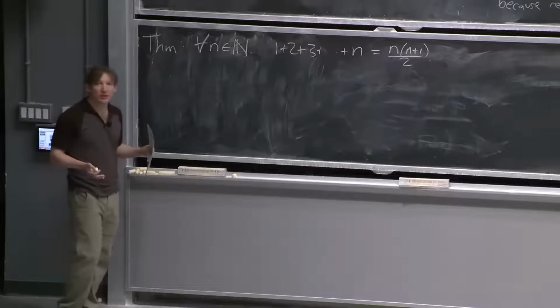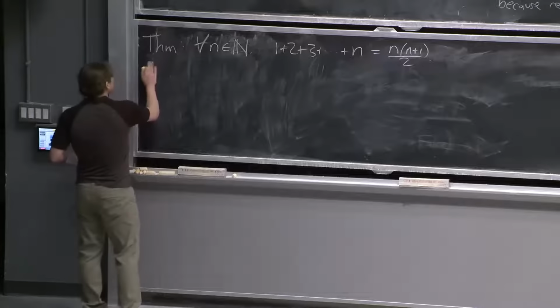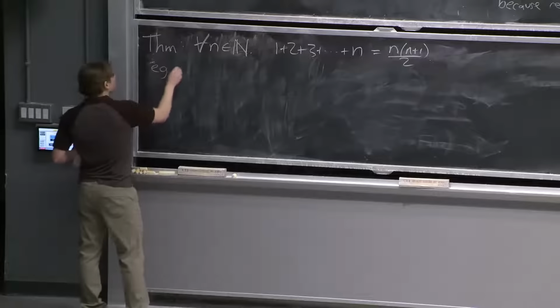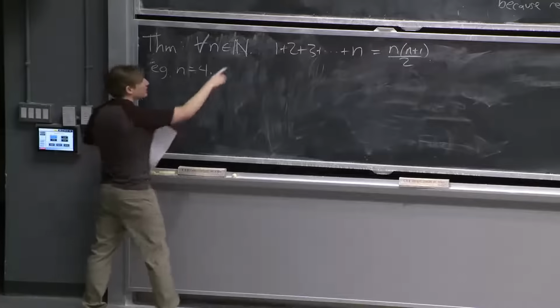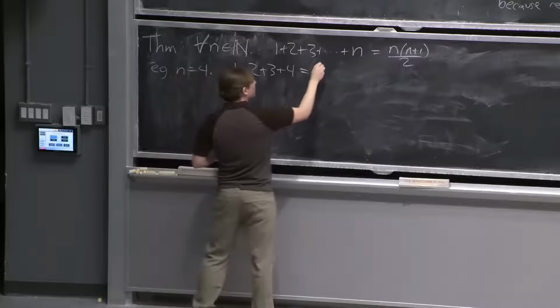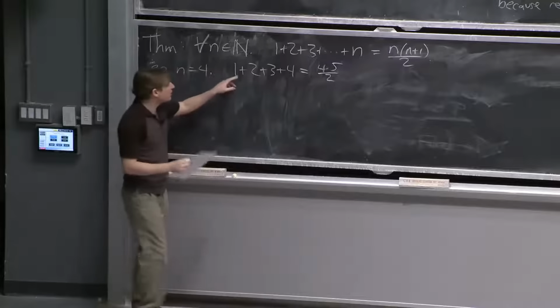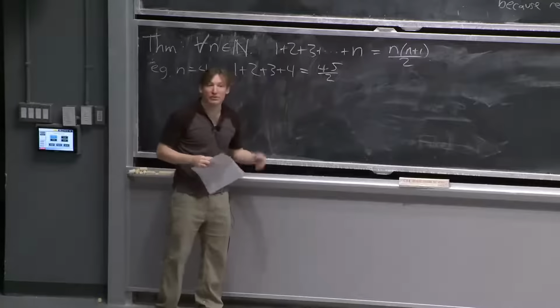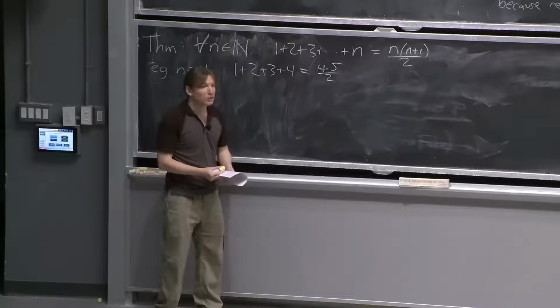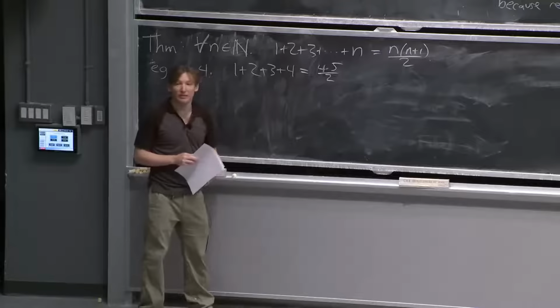So first of all, let's make sure we understand what this thing is even saying. For example, when n equals 4, this is claiming that 1 plus 2 plus 3 plus 4 equals 4 times 5 over 2, which looks pretty good. This is 10. This is 20 over 2. Yeah, they're equal. And we're supposed to prove this kind of thing for every natural number n.